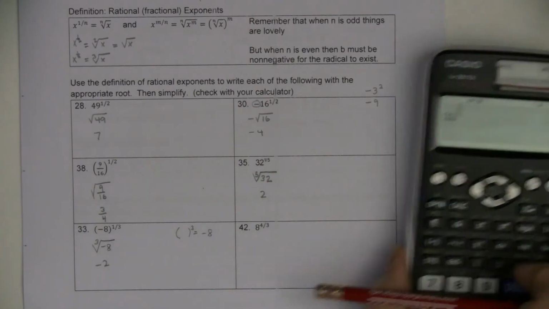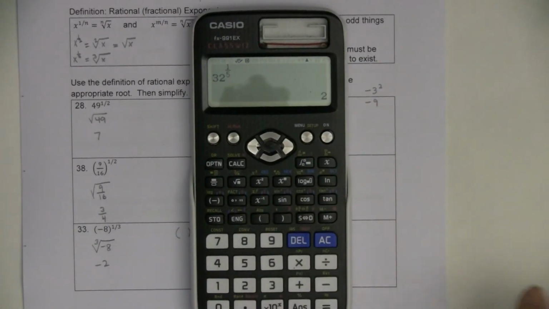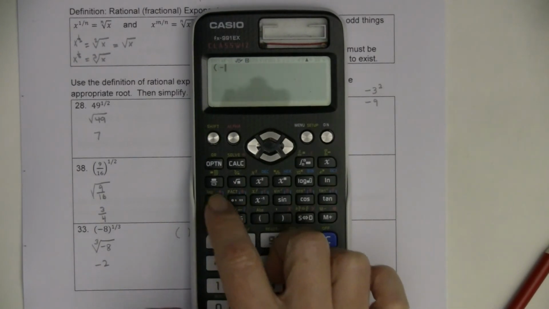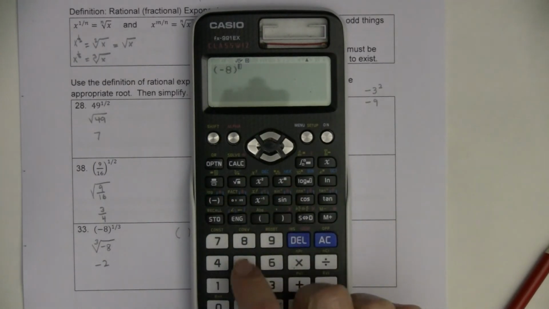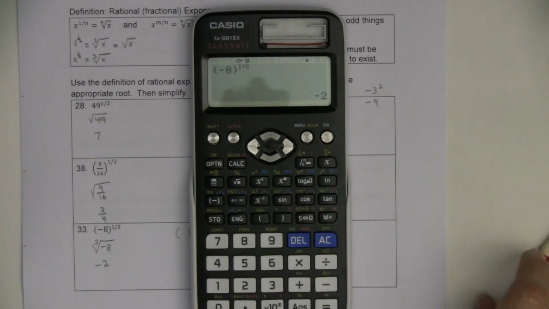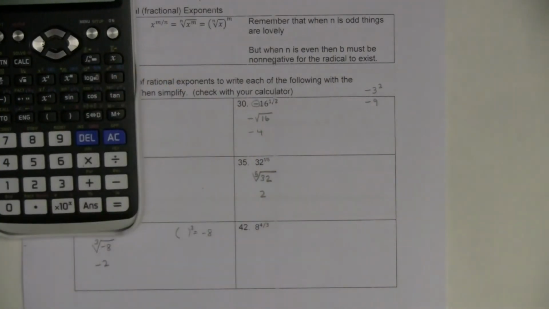And of course, if you put it in your calculator, it'll do a great job of it. So we have parenthesis and then negative 8 and then raised to, I'm going to put in 1 divided by 3 this time, my choice, and I get negative 2. And so it certainly will do it.